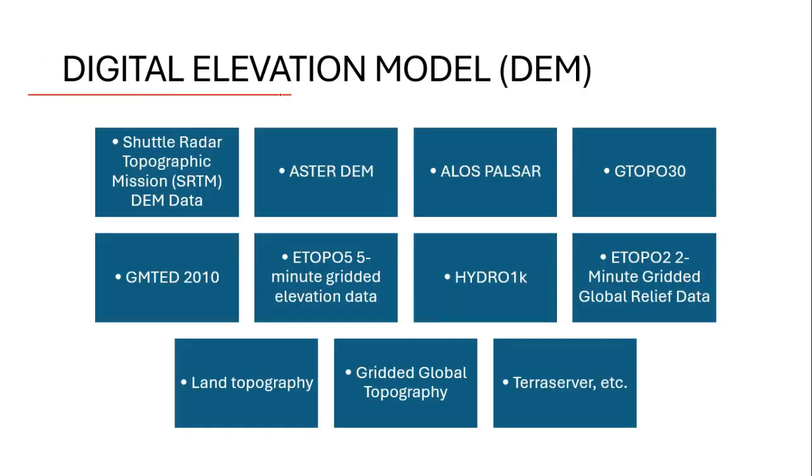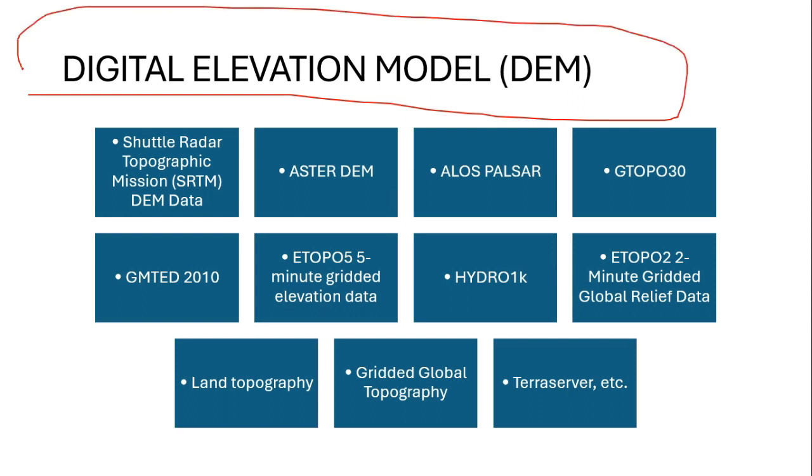Now we will talk about the digital elevation model, like from which sources we can get what kind of digital elevation data. Firstly, there are so many types of elevation data from different sources, like Shuttle Radar Topographic Mission DEM data, SRTM, ASTER DEM, ALOS PALSAR, GTOPO30, GMTED2010, ETOPO5, that is 5 minute gridded elevation data, HYDRO1K, ETOPO2, 2 minute gridded global relief data, land topography and gridded global topography, and Terraserver. So one by one we will talk about these data sets.